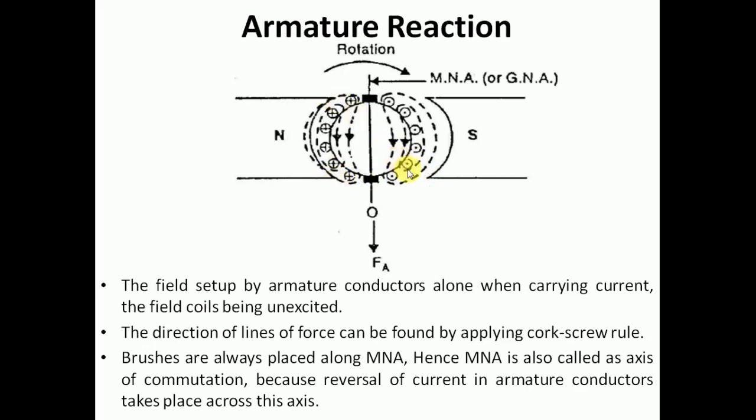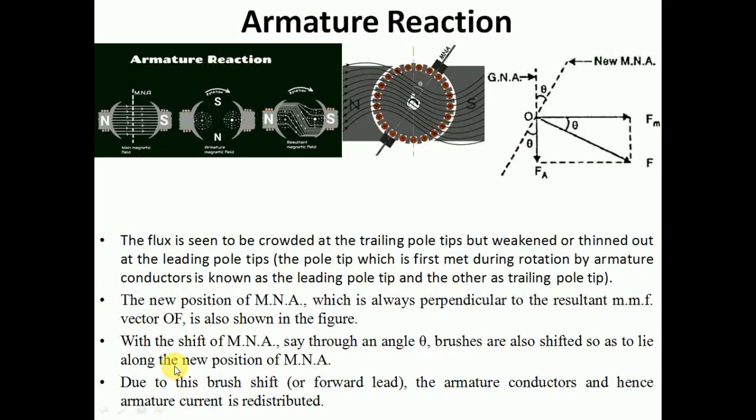The pole tips through which the conductors are leaving the poles are said to be trailing pole tips, and the pole tips through which conductors are entering the poles are said to be leading pole tips. So if you see in this diagram, these two are the trailing pole tips and these two are the leading pole tips. Now we are going to see the effect of armature flux on main flux.